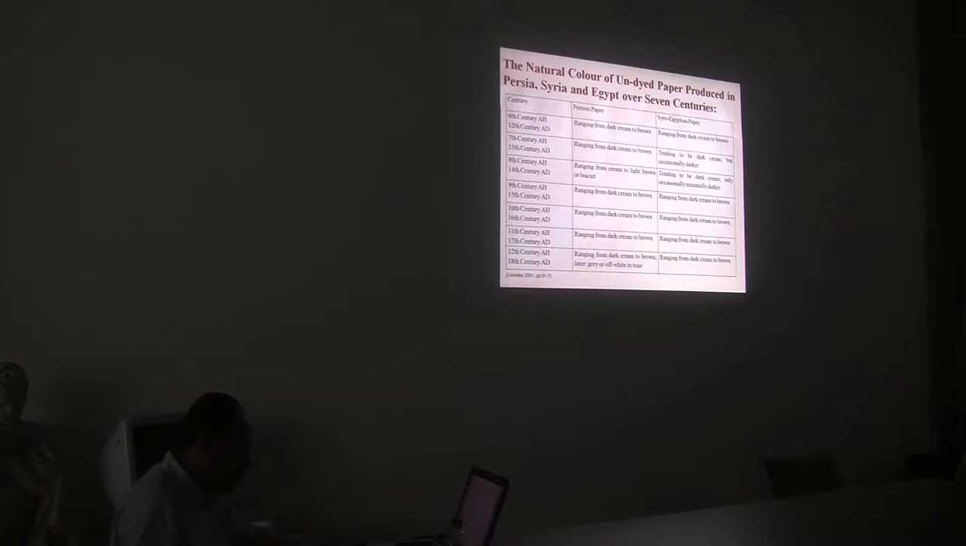This table shows the natural color of undyed paper produced in Persia, Syria, and Egypt over seven centuries, from the 12th century to the 18th century AD. And as we notice here, most papers are dark cream, biscuit, brown. So most of them are in this range.